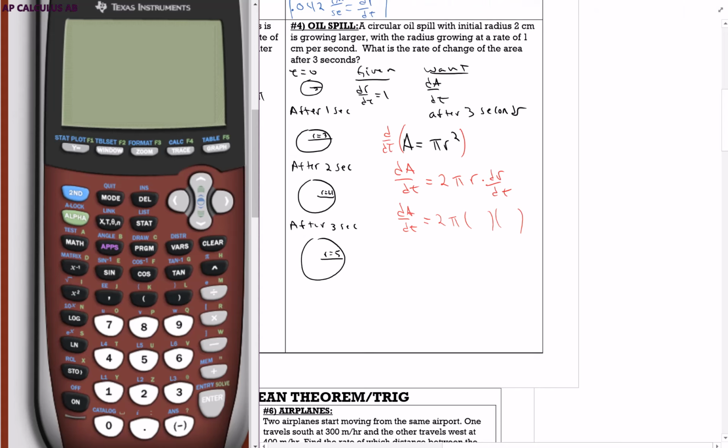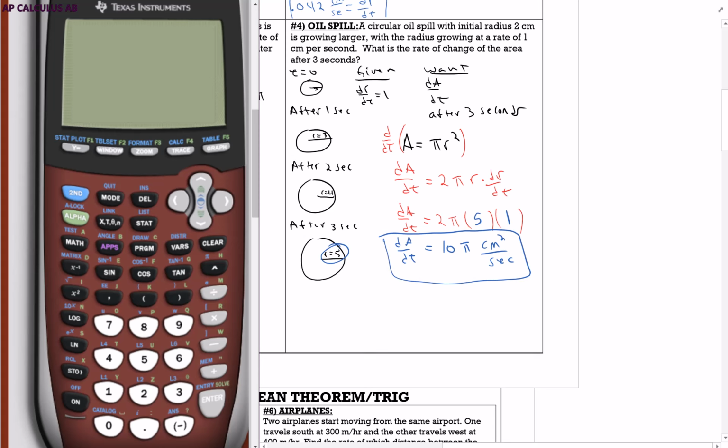So r in this case is 5 because it's after 3 seconds. dr dt is 1, that's how fast it's changing. And we're going to get 2 times pi times 5 times 1, which is 10 pi. And so it's dA dt equals 10 pi, area is measured in squared units, right? So it's going to be centimeters squared per second in this case.